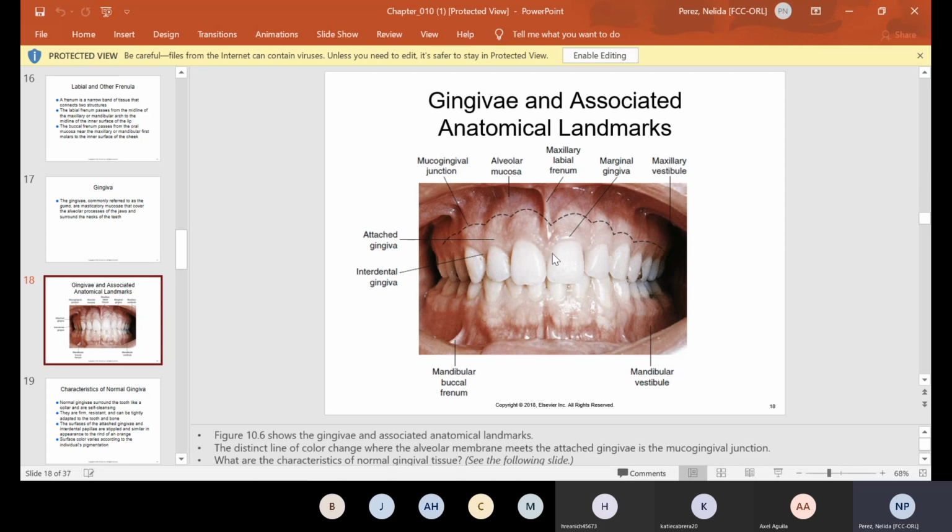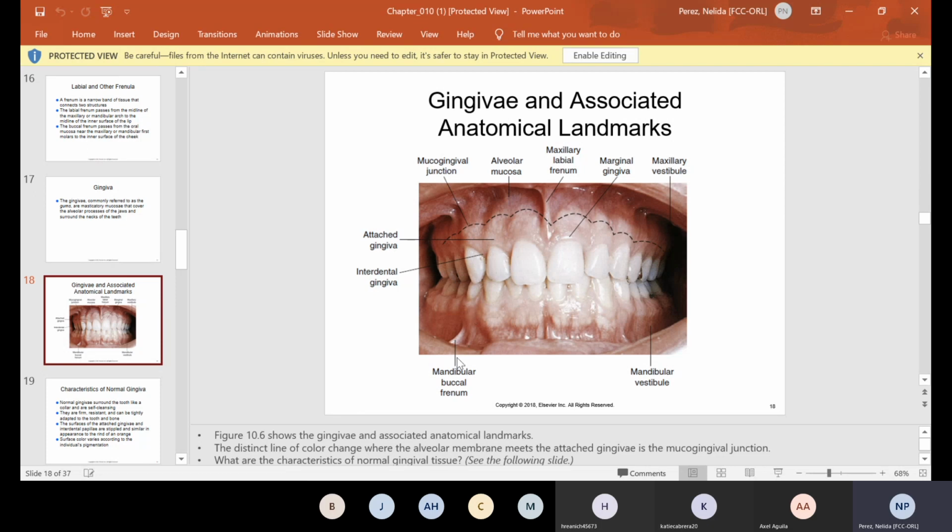A lot of times when the doctor is doing a crown, he comes right up to the margin, so you don't see the space in between the actual tooth and the crown. We have what's called the attached gingiva, that's above here. And we have the interdental gingiva. Interdental means in between, where you would normally floss.